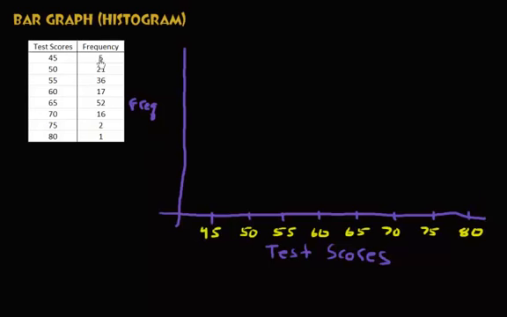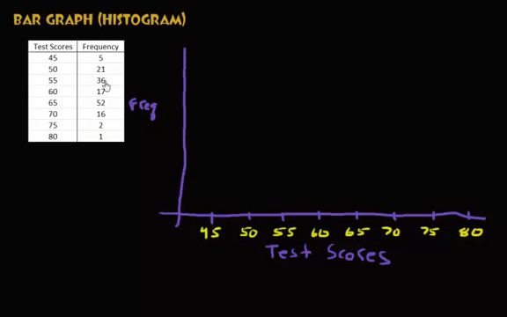Now, the right-hand column over here tells me how many people got that score. So, for example, 5 people got a score of 45. 17 people got a score of 60. Okay, and 16 people, right here, got a score of 70. Alright, so this is going to be my frequency axis.